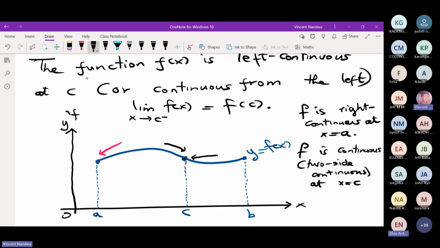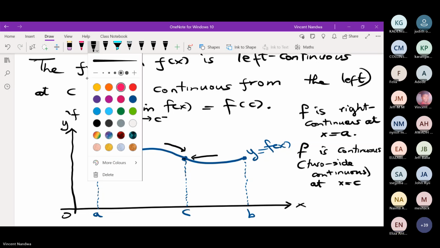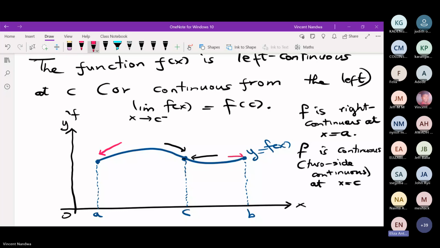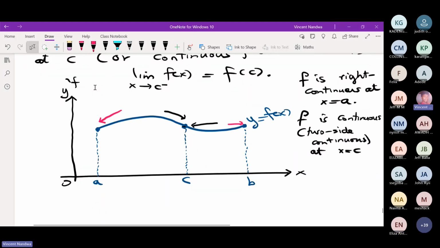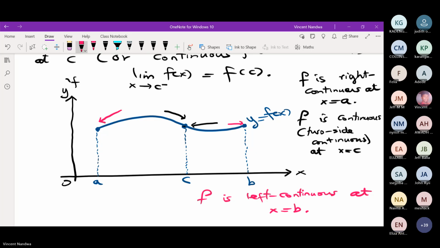And then this point B, the function f is left continuous at x equals B. It means that you arrive at this value on the curve for the function y equals f of x from the left-hand side, moving along the curve.